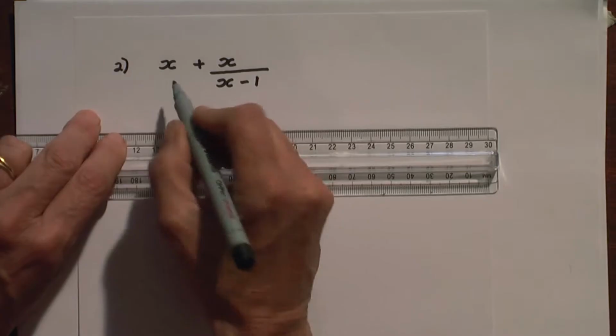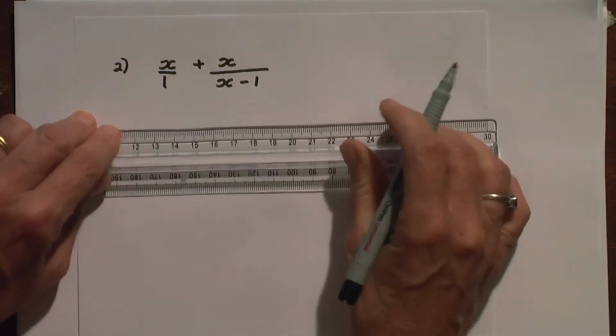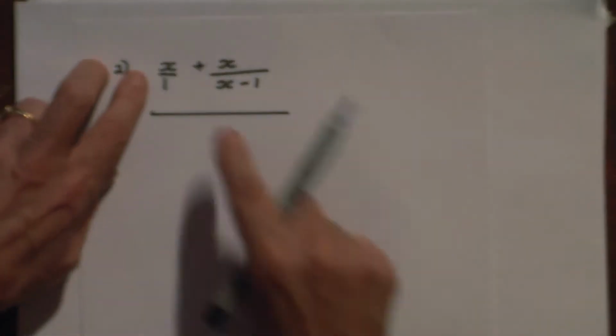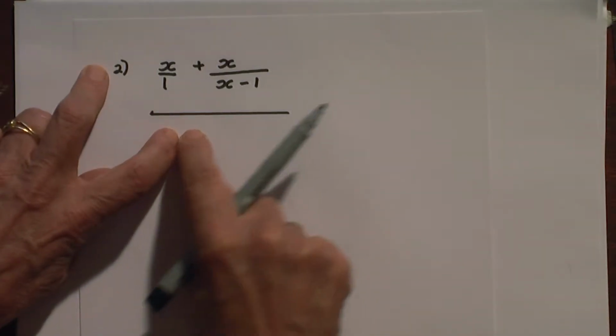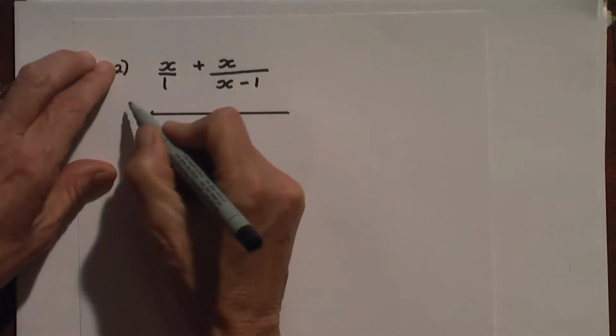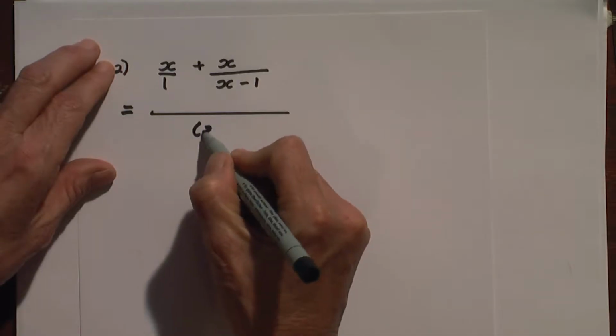It's like a half plus a third. What do you do? You simply find the common denominator. Now let's put this over 1. Right, my LCD. I take out the 1. I don't need to put it there. But there's my factor, the entire factor, x minus 1.